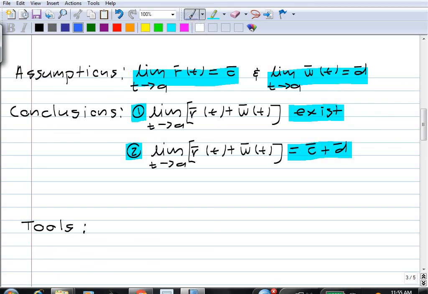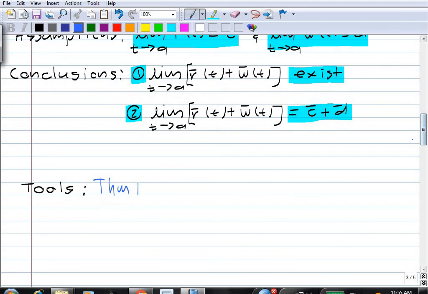Now, what are the tools at our disposal? Well, we've obviously got theorem 1, which tells us we can work component-wise. But that's not going to be enough. We need something else. We also have the sum rule for scalar functions, so for R to R functions.